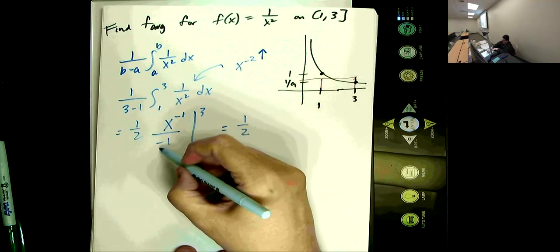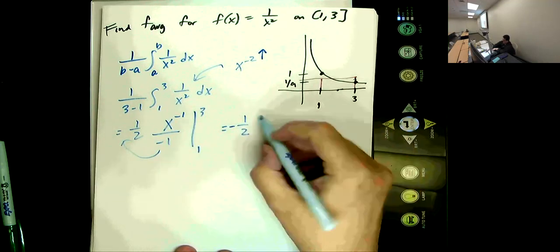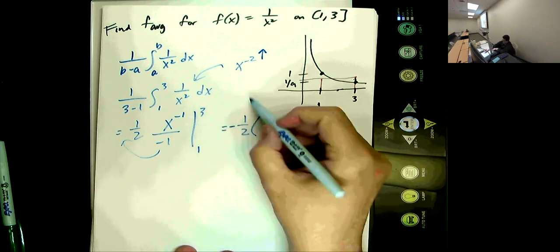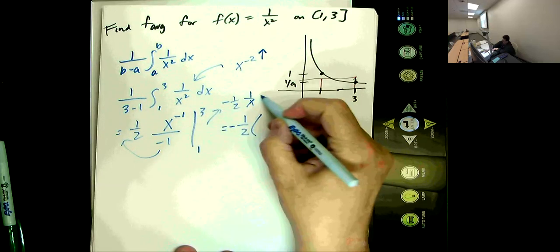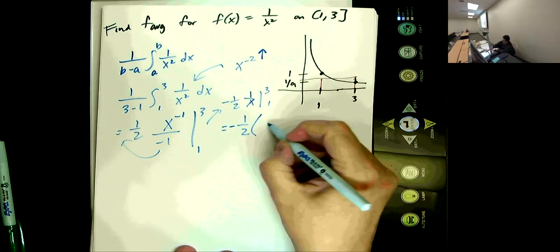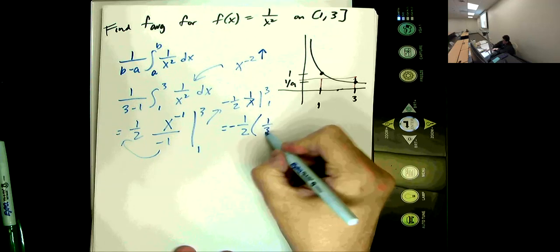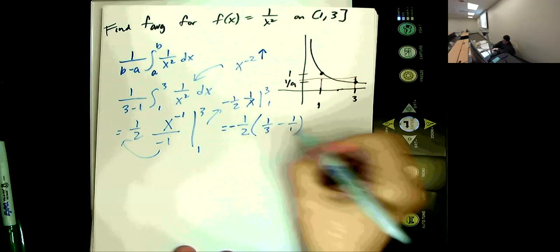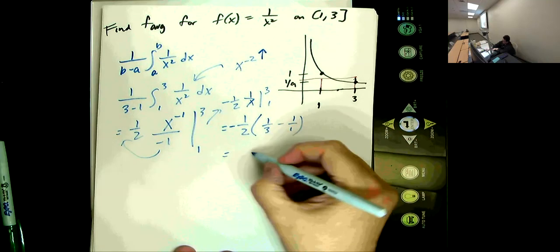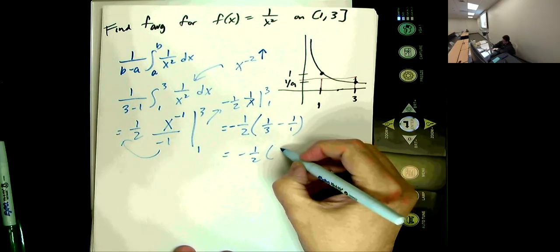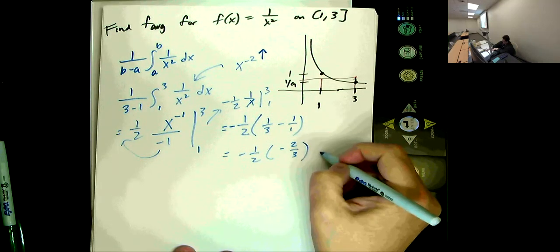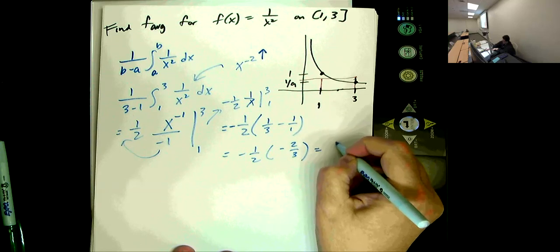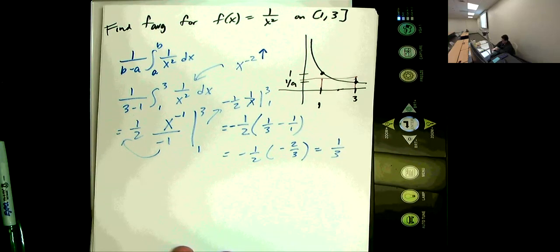I'm going to move this negative out here, so I'm going to get negative 1/2. And this is just 1 over x, so negative 1/2 times 1 over x from 1 to 3. So I have 1/3 minus 1 over 1. Positive 1/3, which is 3/9.